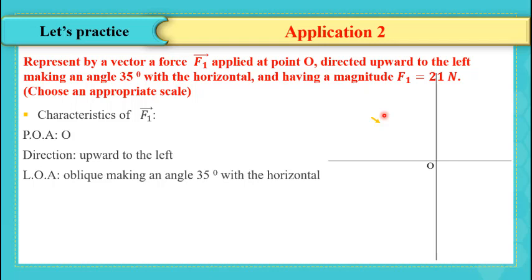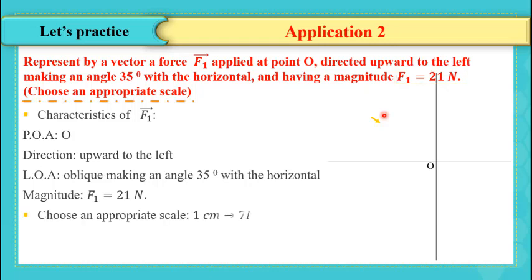Our third characteristic is the magnitude, which is 21 Newton. We still need to know the measure of the length of this vector in order for us to be able to draw it. You need to start by choosing a convenient or appropriate scale. In our case, I will use the following scale, which is each 1 centimeter corresponds to 7 Newton.